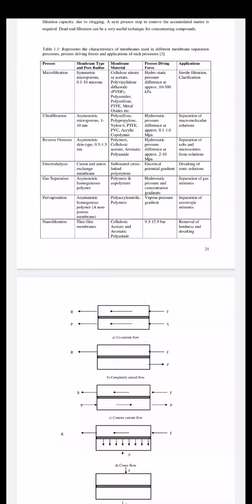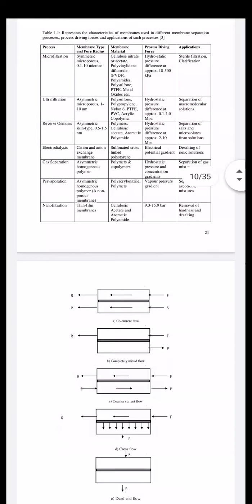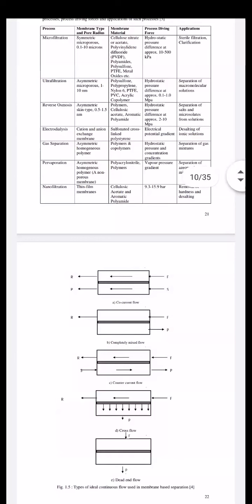But here the range is somewhat different. There is a slight difference in the pore radius, that is 1 to 10 nanometer. If you take a glance at the microfiltration membrane size, it is 0.1 to 10 micron. I'm talking about ultrafiltration. The pore size is 1 to 10 nanometer.